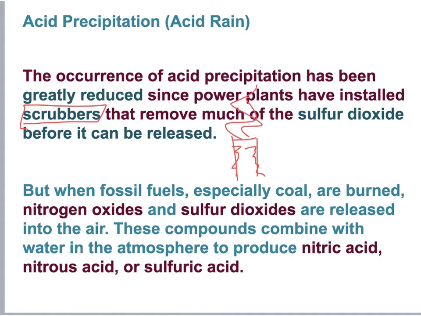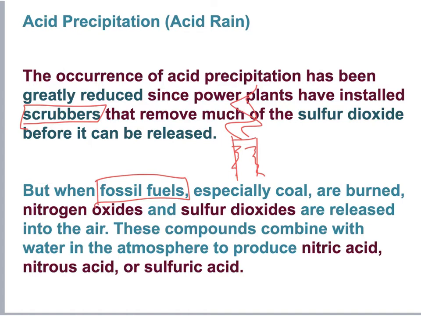But when fossil fuels, especially coal, are burned, nitrogen oxides and sulfur dioxides are released into the air. These compounds combine with water in the atmosphere to produce nitric acid, nitrous acid, or sulfuric acid. Fossil fuels, you should recognize we're talking about gasoline, kerosene, natural gas, all that stuff. It adds a lot to the atmosphere in terms of acid rain.